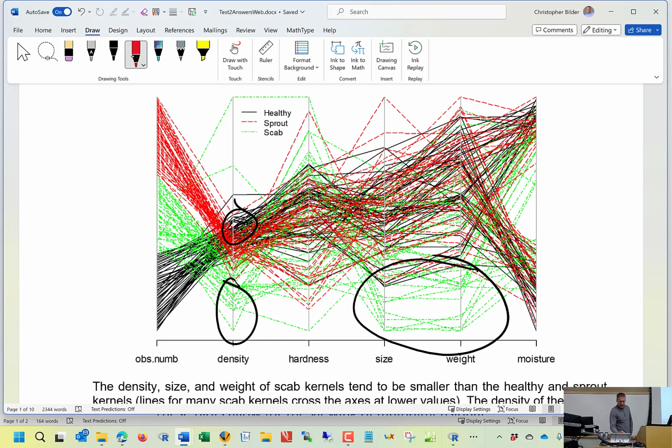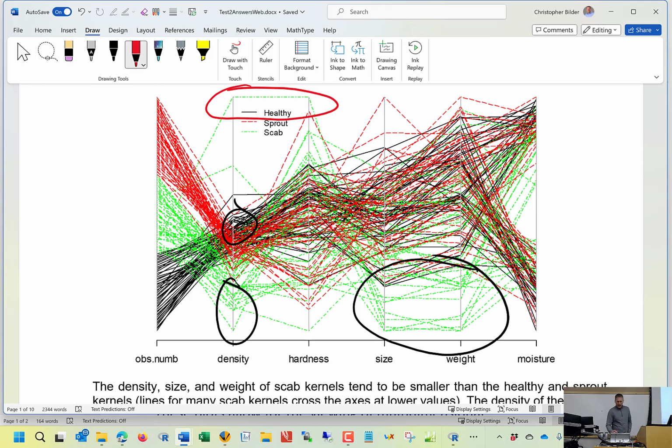Now, also later, we need to start talking about outliers. And the thing that I think sticks out the most regarding an outlier is what I just circled there. By far, this one scab kernel has probably at least 25% higher density than all the other kernels. And it also has the highest hardness as well. And so that's where I would focus on for outliers.